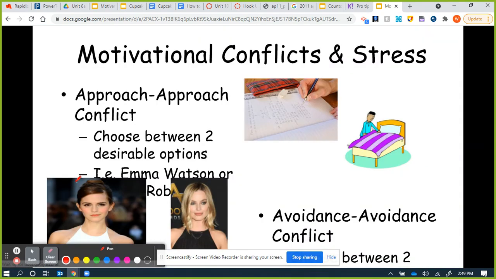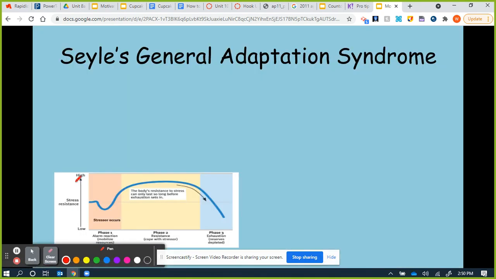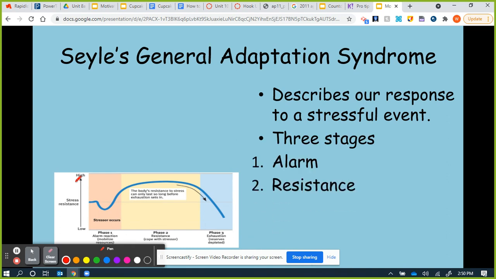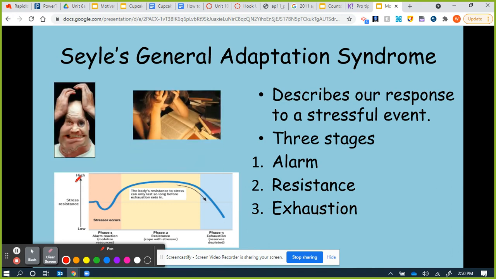Okay, stress. All right, general adaptation syndrome. They like asking about this on FRQs. Hans Selye's general adaptation syndrome describes our response to stress. It says that we respond to stressful situations in 3 stages. The first one is what is called the alarm stage, which is when the stressor is presented to us. Okay, our body is going to start to release adrenaline, start to release cortisol, and whatnot.